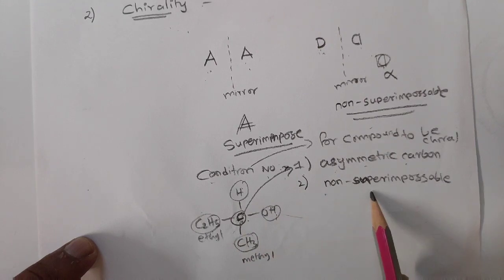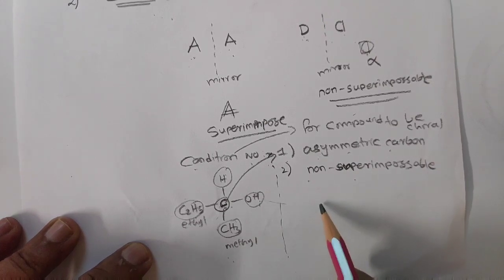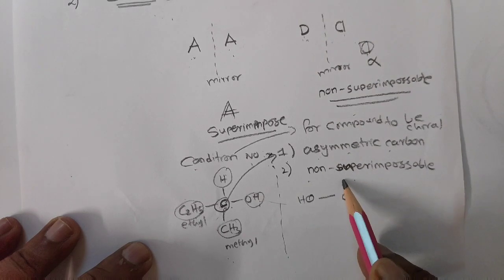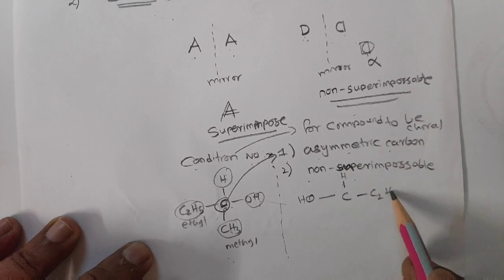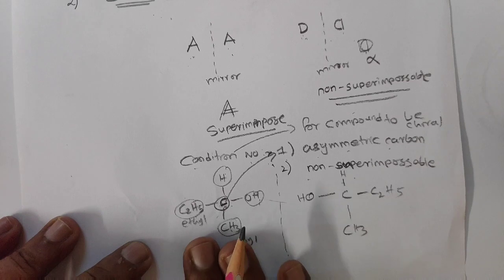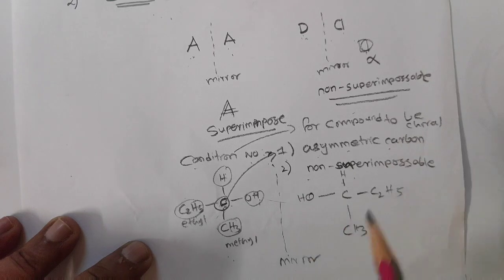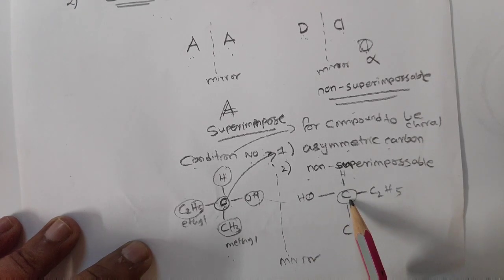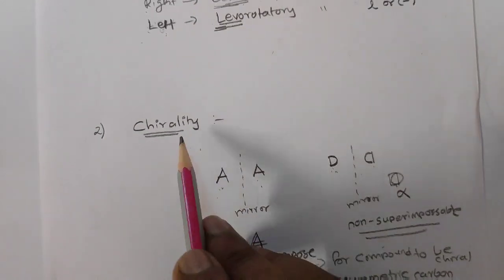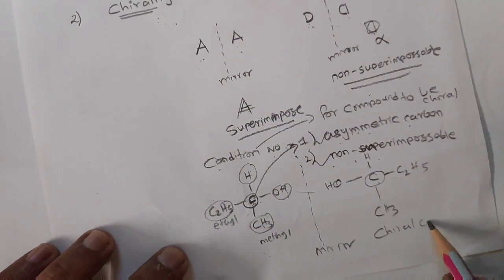Second condition, non-superimposable. Now non-superimposable means what? If I take a mirror image of this, what is the mirror image? OH will be here, that is H. O will be like this, C here, H. Here will be C2H5 and here will be CH3. Now if I take this image and put it on the mirror image of this same, it will be non-superimposable. Second condition, this compound is asymmetric. So we can say that both of these conditions are satisfied. Therefore this compound can be called a chiral compound.